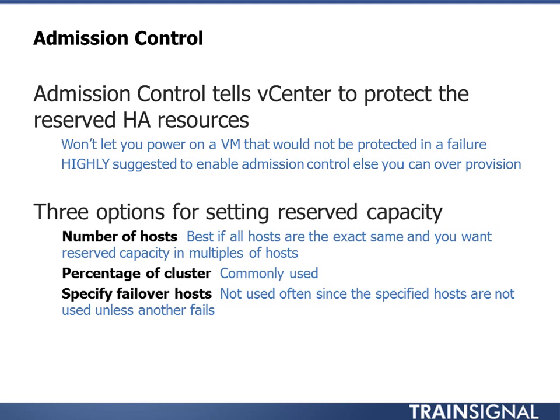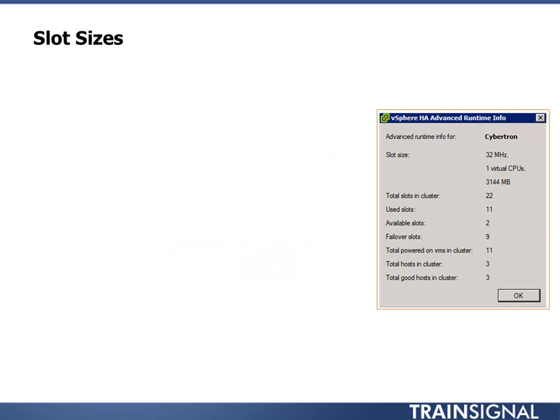The third one is specify failover host. I don't like this one. Nobody likes this one. But you basically say, hey, host 4, you're the failover host. Congratulations. And nothing else runs on host 4 until there's a failure. And then everything that was on the failed host starts up on 4, else it sits there idle. The downside to that is no DRS. You don't get to take advantage of that in the good days. You only get to use it during the bad days.